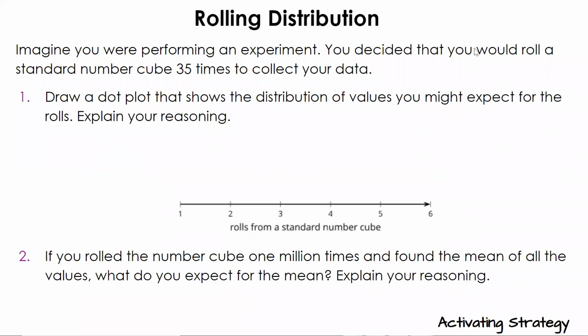So imagine you were performing an experiment. You decided that you would roll a standard number cube 35 times to collect your data. Draw a dot plot that shows the distribution of values that you might expect for the rolls. So if I rolled a die 35 times, this might be what it looks like. Ta-da!